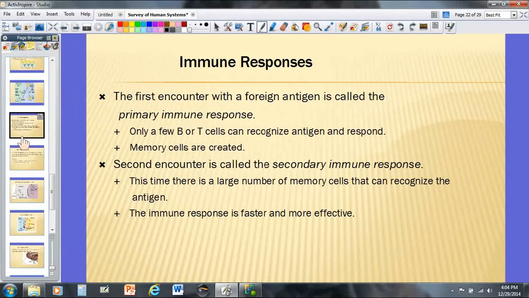This is the end of our second part of the human survey system, the immune system.